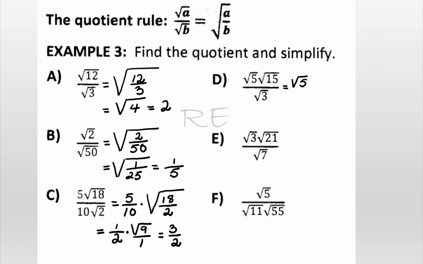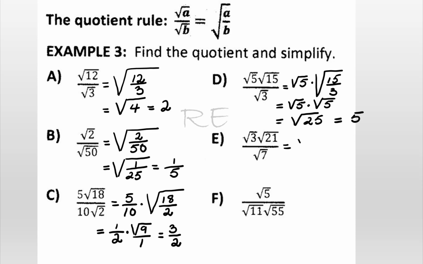Square root of 5 times square root of 15 over 3. We'll keep square root of 5. Square root of 5 times. And 15 over 3 is 5. Times square root of 5, which is square root of 25. 5 times 5, which is 5.